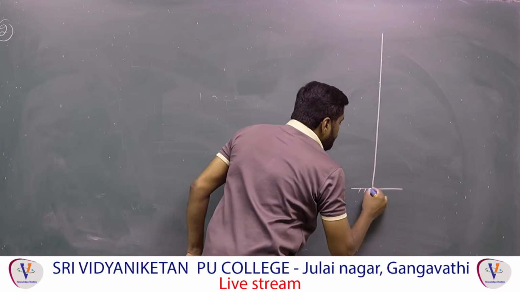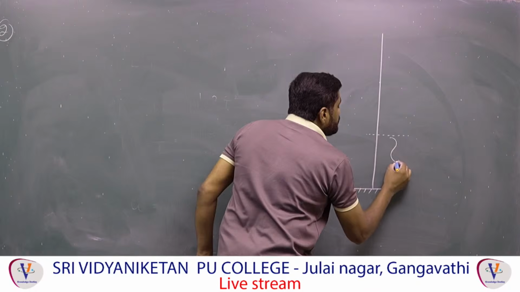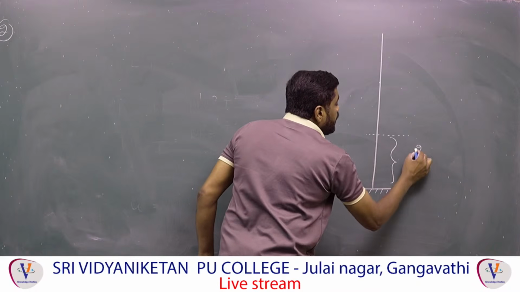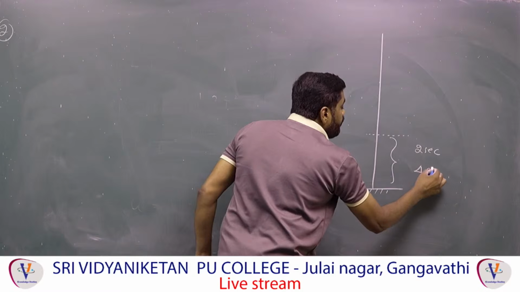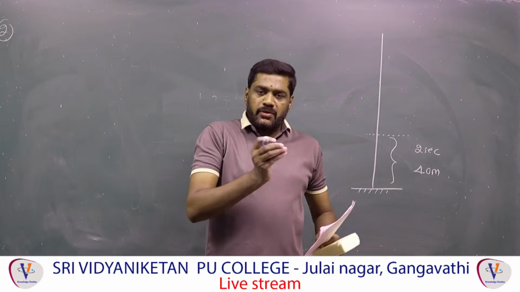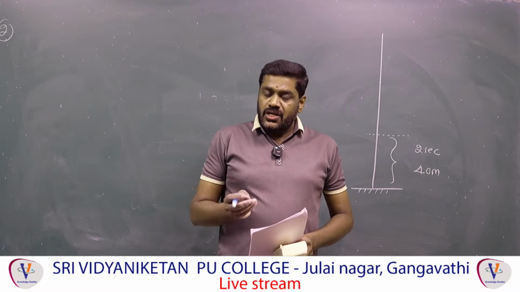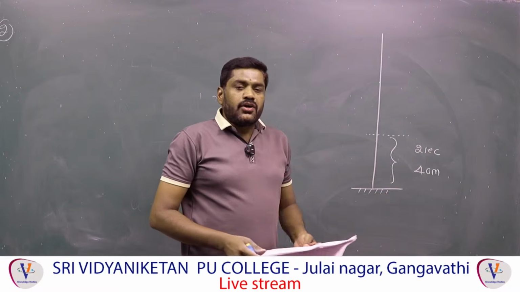So this is the ground I am taking, right? And this is the last part. In this, last 2 seconds means the time is 2 seconds, and the displacement they have given is 40 meters. Right, now for example, if the body takes 5 seconds to reach the ground, in the last 2 seconds how much distance is traveled? 40 meters.